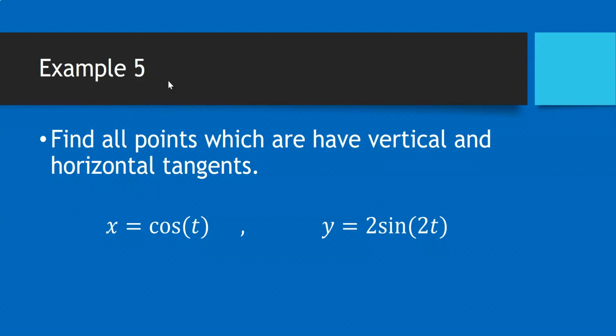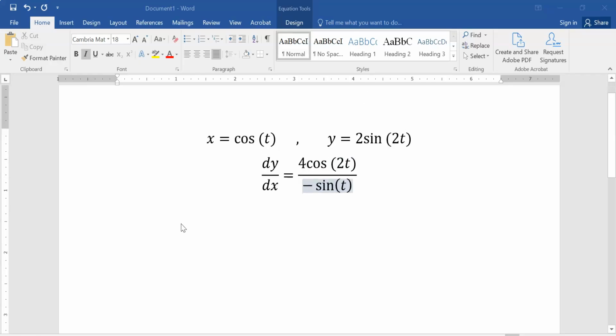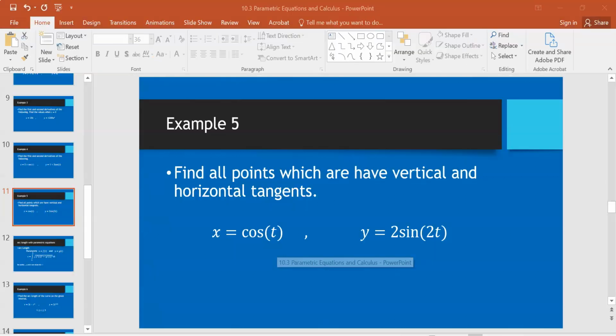Let's do another example here, example 5, where it asks us to find all points which have vertical and horizontal tangents. Notice that you only need the first derivative in order to do this. So I want you to go ahead and do that using x equals cosine t, y equals 2 sine of 2t as your parametric equation. All right, so like I said, x is cosine t, y is 2 sine of 2t, right?